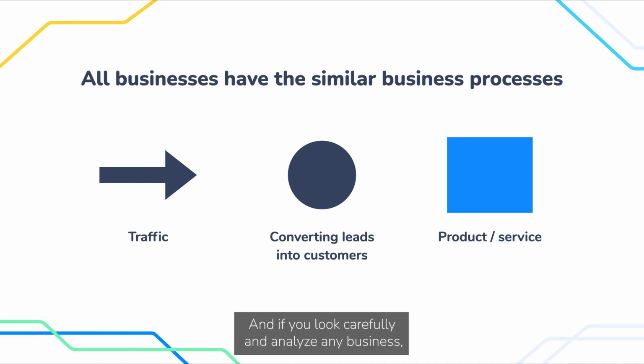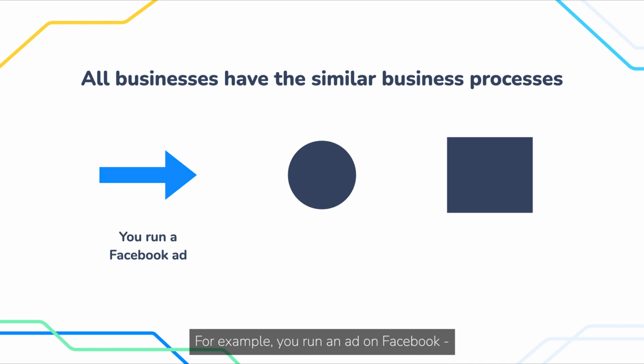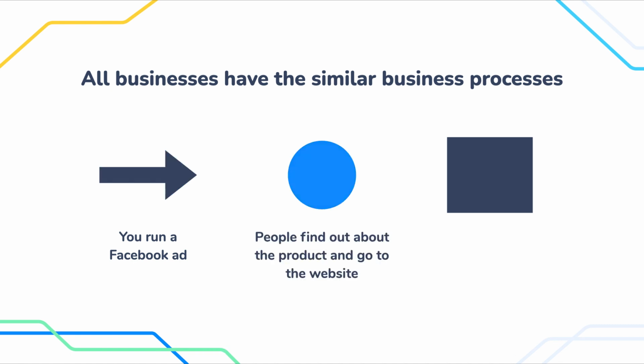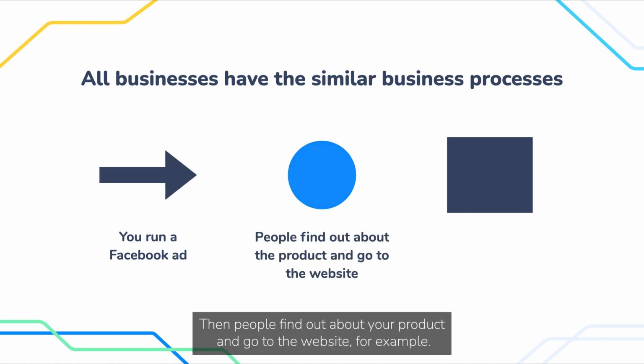And if you look carefully and analyze any business, you will see that it works according to this universal scheme. For example, you run an ad on Facebook. This is the process of generating traffic. Then people find out about your product and go to the website, for example.